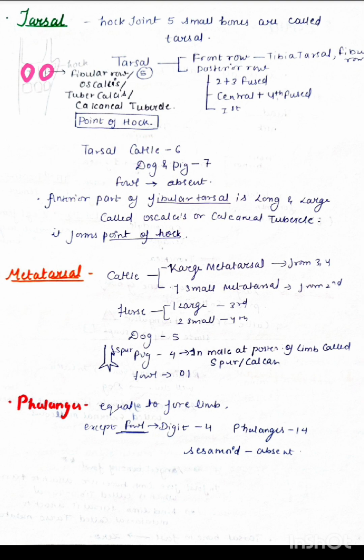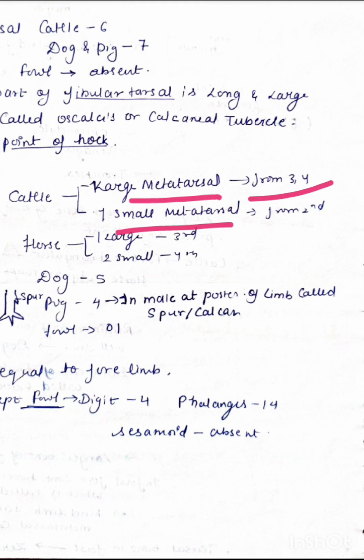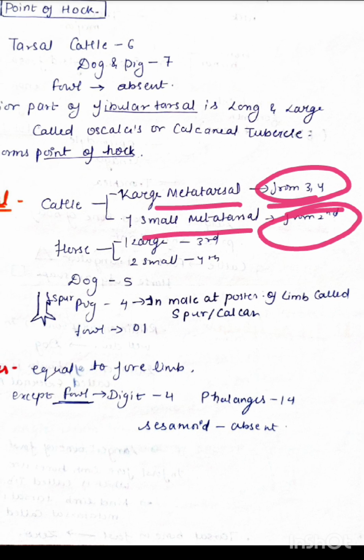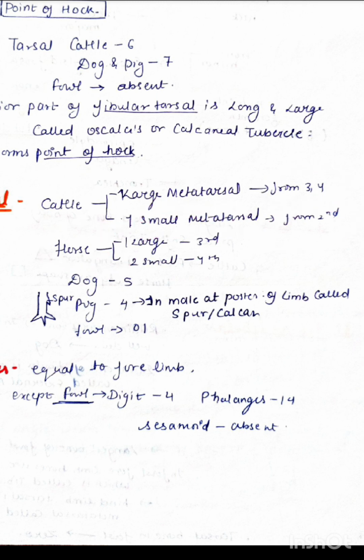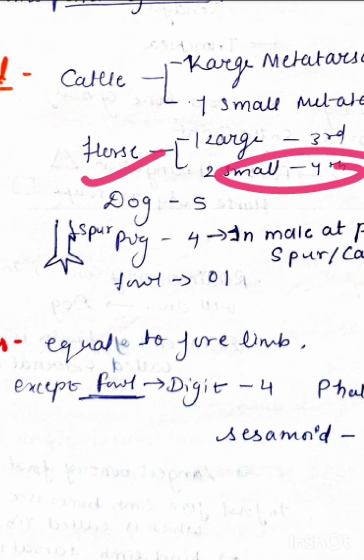Now the metatarsals come. Metatarsals are also divided into 2 parts, the large metatarsal and the small metatarsal. The large metatarsal is composed of 3 and 4, whereas the small is composed of 1 and 2. In horses, 1 large and 2 small are formed, in which the third part is approximately formed, and it is formed by the 4th part. In the dog there are 4 metatarsals, and in the pig there are 4 as well.